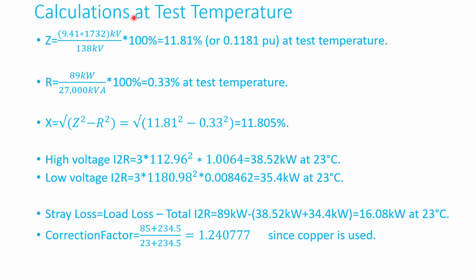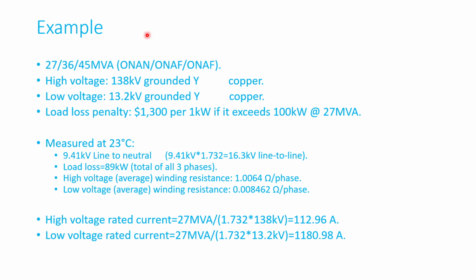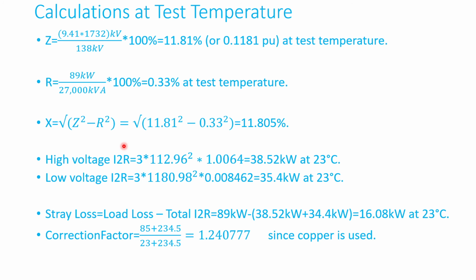So now we're going to perform calculations at test temperature, which is 23 degrees Celsius. So impedance Z is equal to the measured voltage 9.41 kV, which is line to neutral, times 1.732 divided by 138 kV. Sorry, there's a typo here. This should be 1.732 divided by 138 kV because we know this is line to line. That's why I'm converting this from line to neutral to line, times 100%, which comes to 11.81%. Or if you want it in per unit, it's 0.1181 per unit.